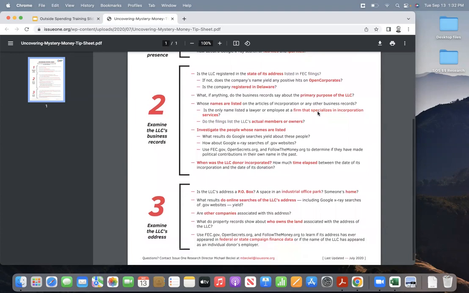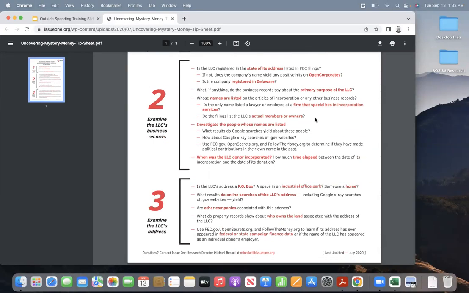business records, checking out if it is registered in its home state or is it registered in a state like Delaware, being able to try to figure out whose names are listed on its articles of incorporation or other business records, running its address through different searches, a Google search of its address, seeing if its address shows up in campaign finance searches. So a whole host of ways to try to help pull the curtain back on some of these mysterious, opaque LLCs.